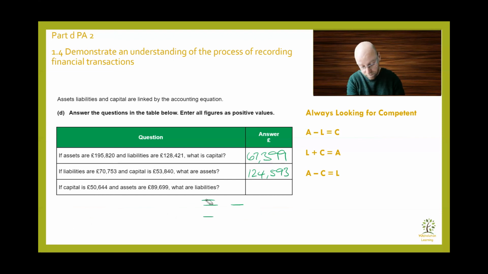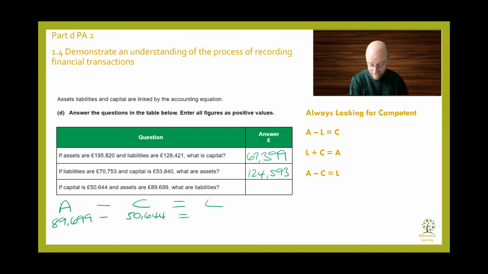Okay, so the final one says we've got capital of 50,644 and assets of 89,699. What are the liabilities? That means we've got assets minus capital equals liabilities. So let's put the assets down of 89,699 minus capital of 50,644, and this is equal to liabilities. So 89,699 minus 50,644 gives us liabilities of £39,055.